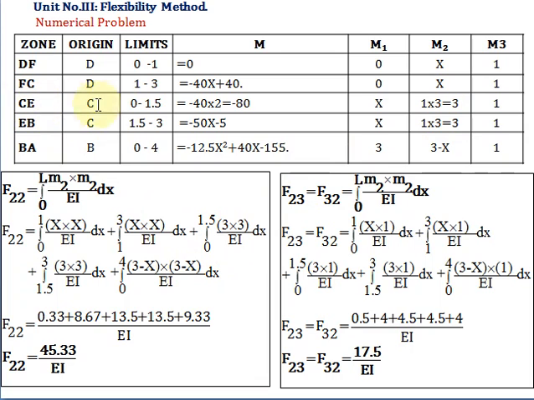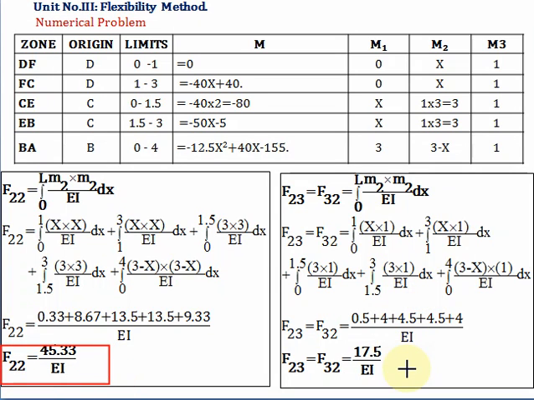Then for the next zone C, the limit is 0 to 1.5, 3 multiplied by 3. Then for zone EB, the limit is 1.5 to 3, 3 multiplied by 3 upon EI into dx. So the next zone is BA, the limit is 0 to 4, 3 minus x multiplied by 3 minus x upon EI. Okay. So we have put the values of m2 in the above formula. Here for all the zones the value of EI is constant. After solving this integration we'll get this value, and finally we'll get the value of f22, that is 45.33 upon EI.